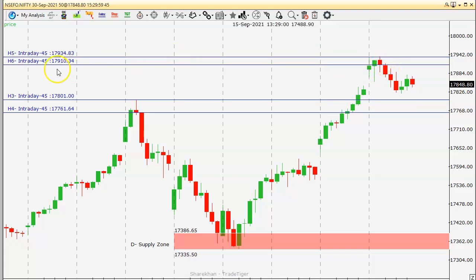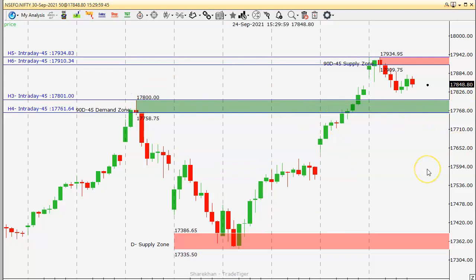So this area, 17,910 and 17,930, this is the supply area for Monday. And the demand area is 17,800 to 17,760. This is the demand area, this is the supply area. We'll note it down. So now we'll change this time frame to 15 minutes and we will plan for the Monday trade.